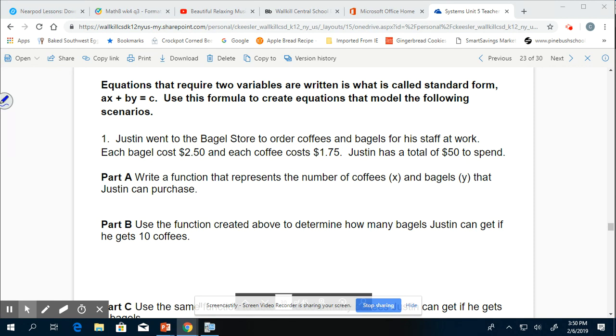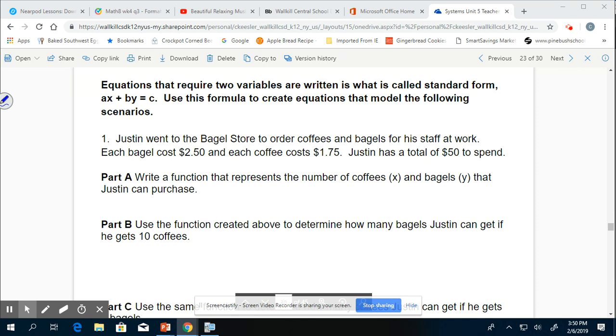So Justin went to the bagel store to order coffees and bagels for his staff at work. Each bagel costs $2.50, and each coffee costs $1.75. Justin has a total of $50 to spend. Part A. Write a function that represents the number of coffees, x, and bagels, y, that Justin can purchase.